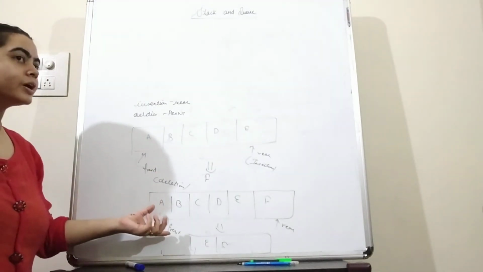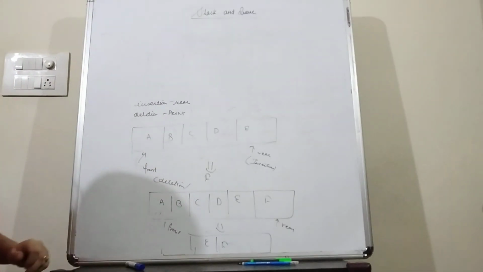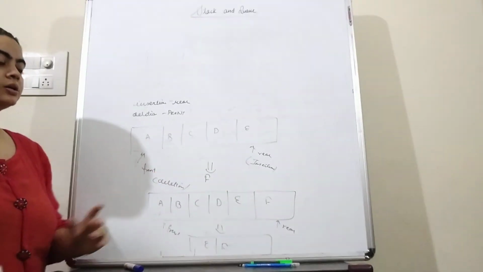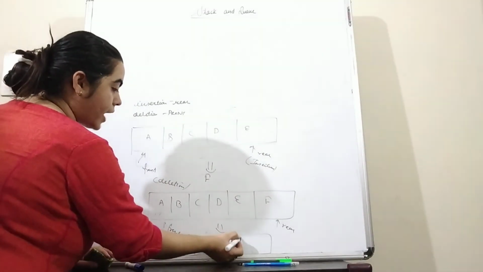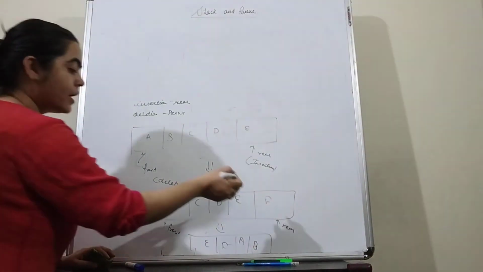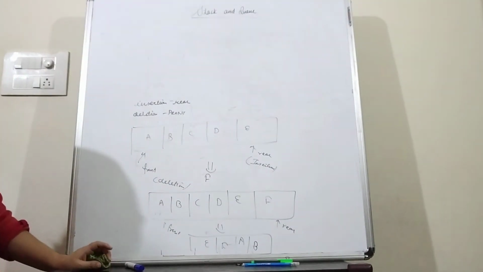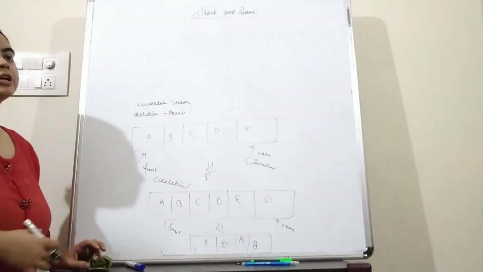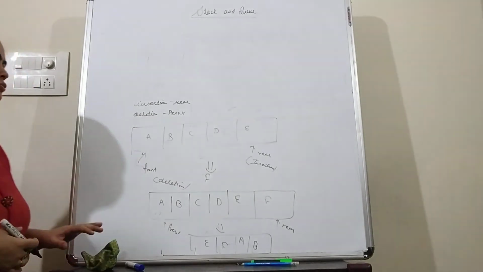So from where we can insert A and B? We can insert A and B from the rear side. So again we can add A and B. So A and B are now at the last of this queue. So this is how we can insert and delete the elements from the queue.